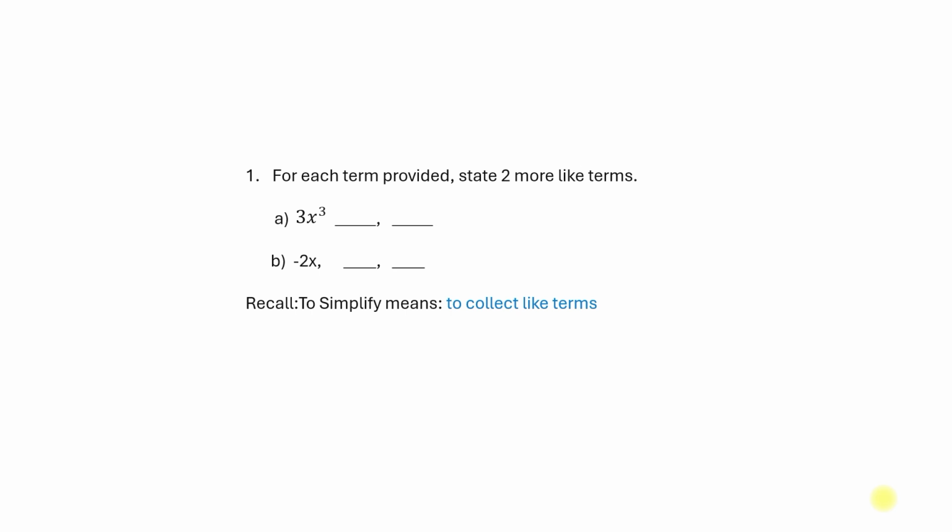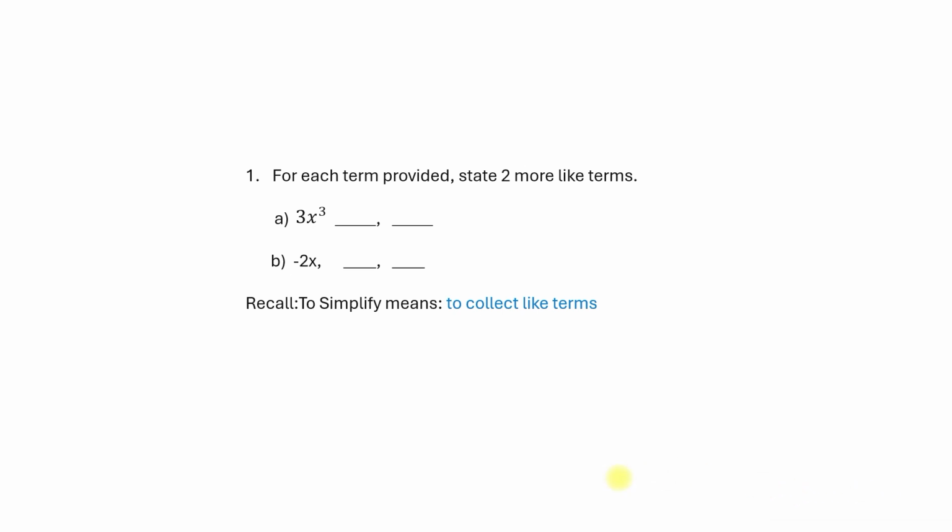Number 1, for each term provided, state two more like terms. So question A, 3x cubed. We just need to find two more terms that have the same variable base and the same exponent. It doesn't matter if the coefficients are different.